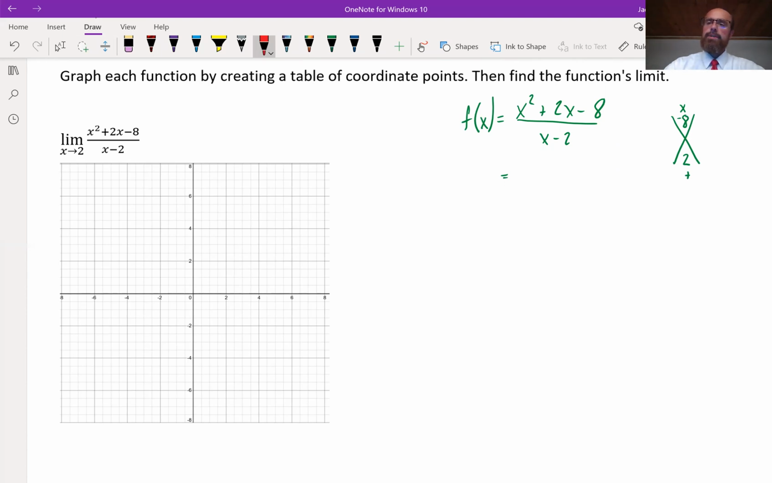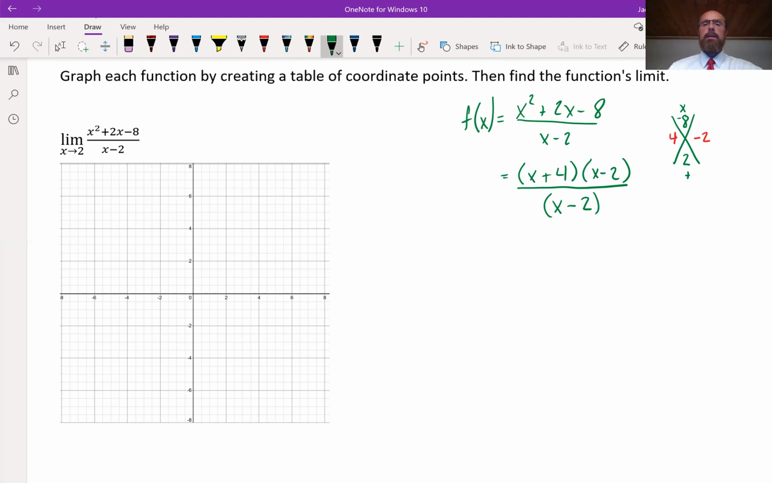4 times negative 2 is negative 8. 4 plus negative 2 is 2. So the way we'll factor this numerator is as x plus 4 times x minus 2. Now I do want to ask myself, can I factor that denominator? It's already a linear binomial, so I'm going to leave it.